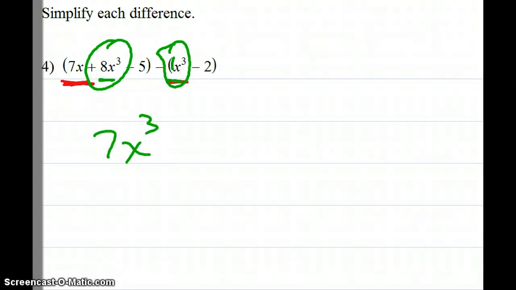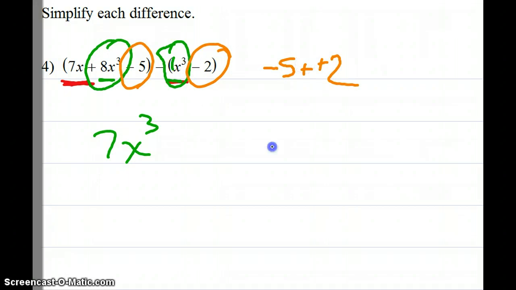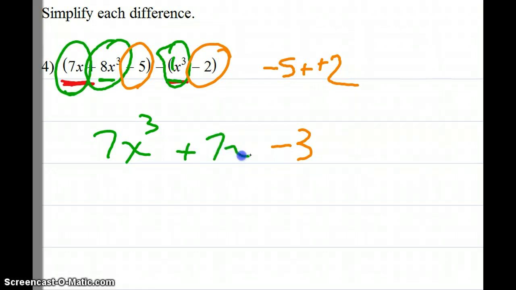The only other terms that look alike are these numbers. We've got a -5 minus a -2, so be careful here. We'll end up with a -3. And I've got what kind of term floating around? This 7x that doesn't combine with anything else, and we just put that in our answer.